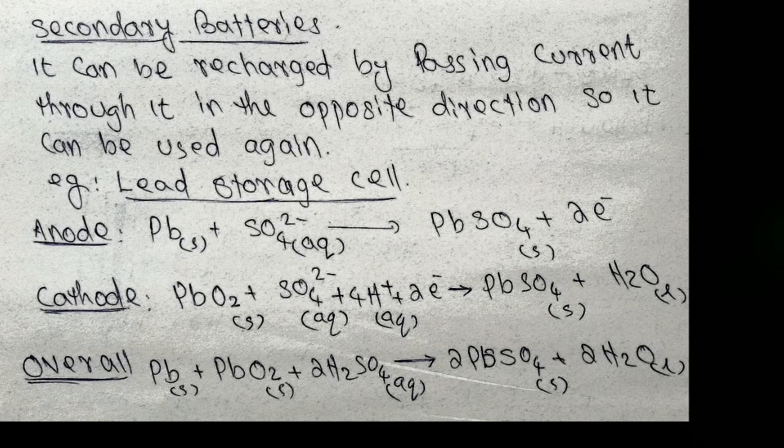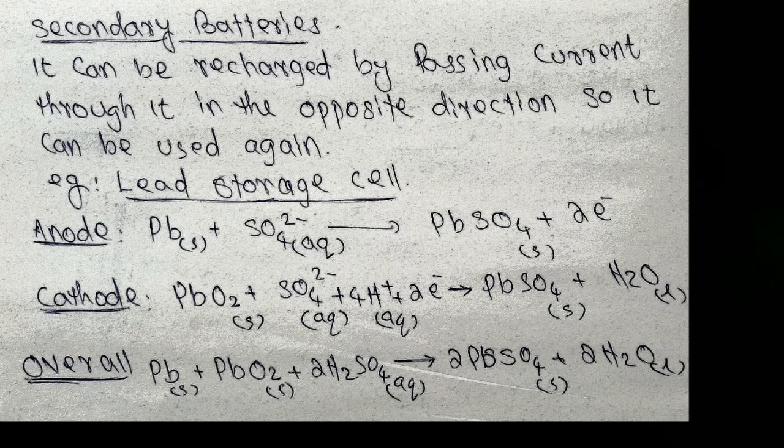Next we have to discuss secondary batteries. Secondary batteries mean batteries that can be used again and again by recharging. Here the chemical reactions are reversible, so that we can recharge this battery and use it again and again. That is secondary batteries. An example for secondary batteries is the lead storage battery or lead storage cell.